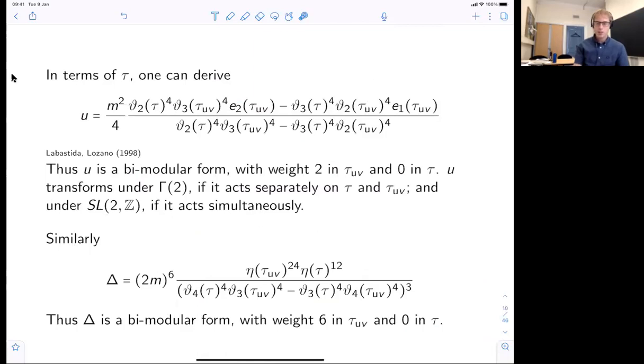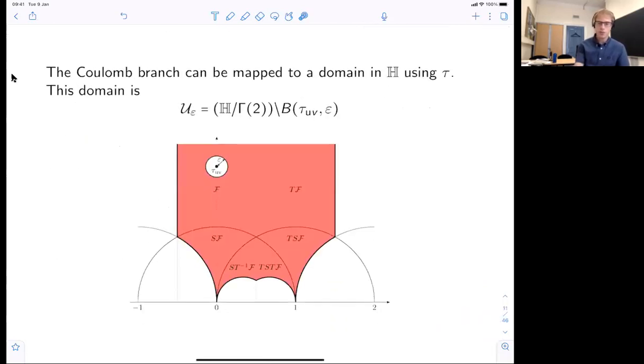So since the function is invariant under the gamma two symmetry group, it is natural to define U on a fundamental domain of the upper half plane modulo gamma two, then this function is one-to-one. This is the fundamental domain for this group gamma two. It's the red domain. And so we have these two free cusps here, the two strong coupling cusps, and then we have the weak coupling cusp at infinity.